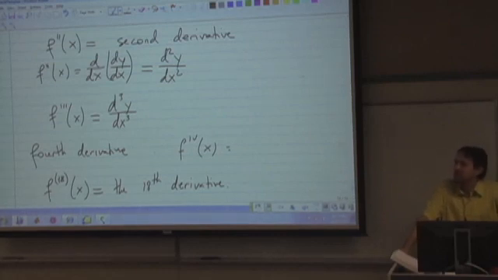But for instance, second derivatives come into play very, very much. Even third derivatives, for instance in physics: if you have the position function, the first derivative is the velocity, the second derivative is the acceleration, and the third derivative is the jerk.